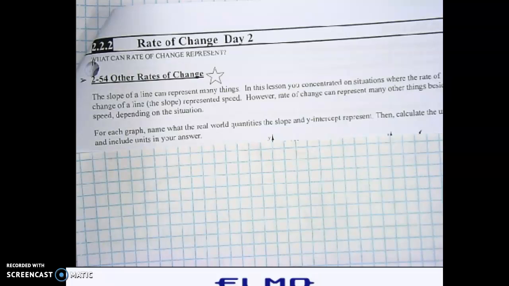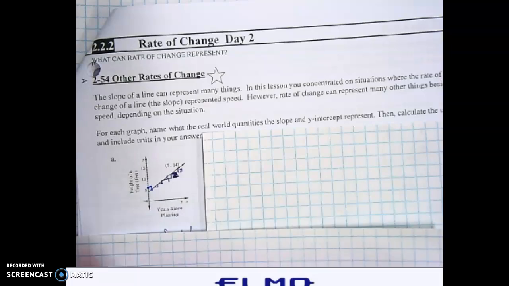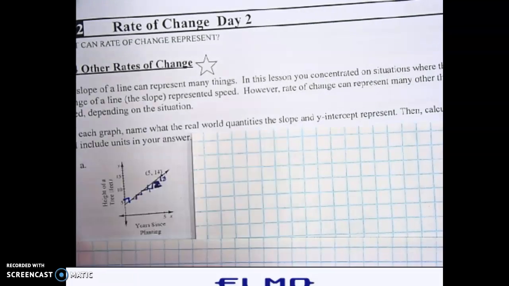For each graph that we're about to look at, name what the real world quantities, the slope, and the y-intercept represent. Then we're going to calculate the unit rate and include the units in our answer, okay? They don't always want you to write what the units are, but in this case, it's kind of important, all right? So on the first graph, which is A, we're going to look at this graph right here.